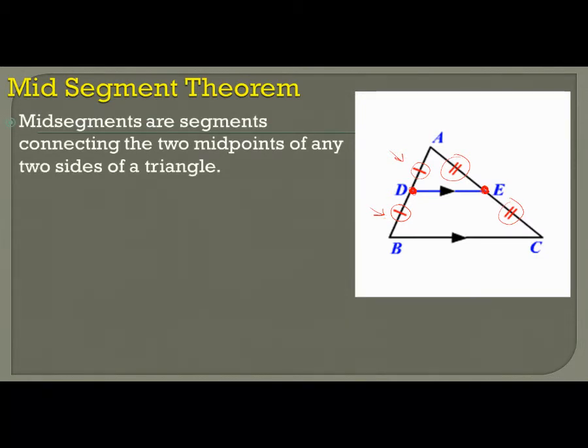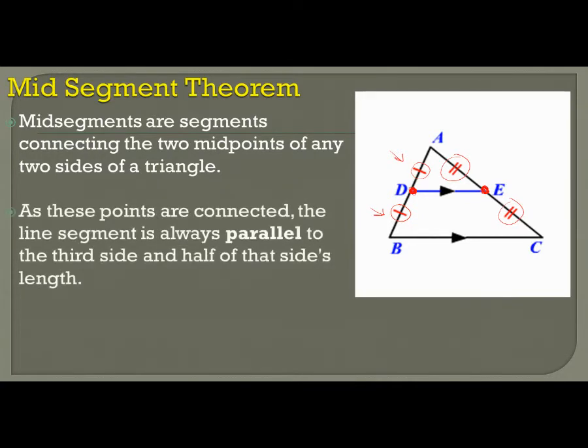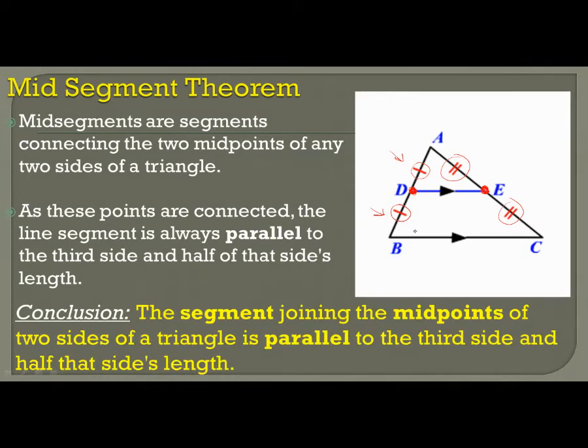So mid-segments are segments connecting the two midpoints of any two sides of a triangle. Now, as these points are connected, the line segment is always parallel. Friends, parallel means here DE is parallel to BC. Here, the most important thing is the line segment that is formed by joining the midpoints of any two sides is parallel to the third side, so DE is parallel to BC.